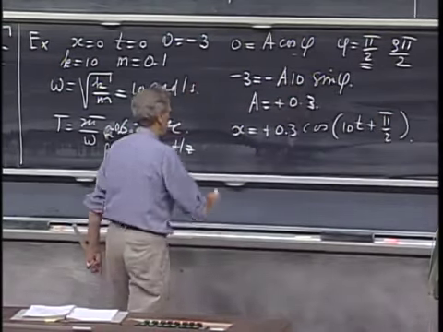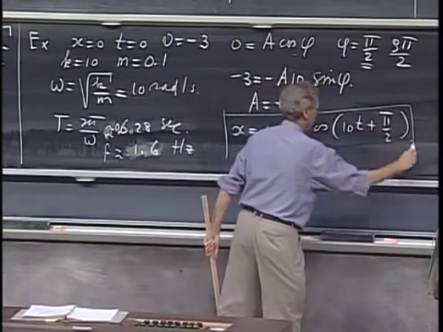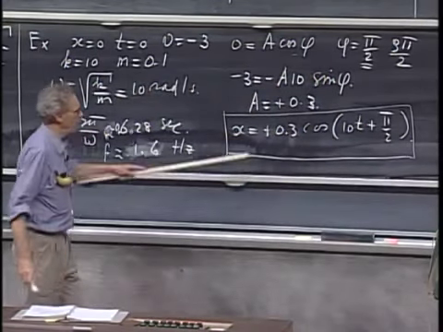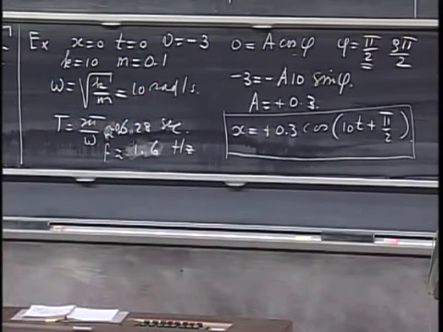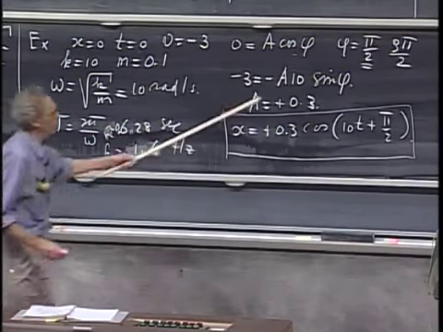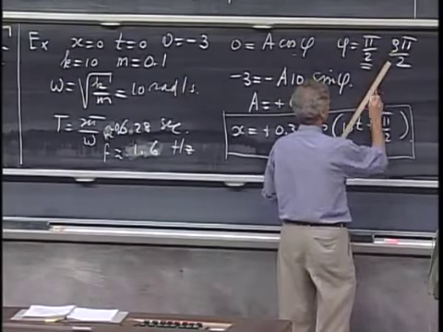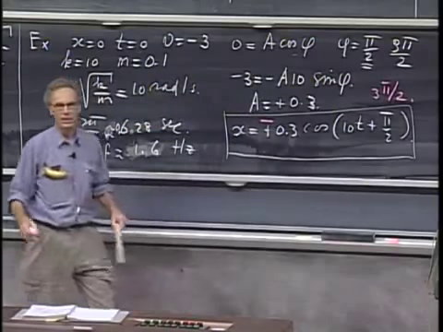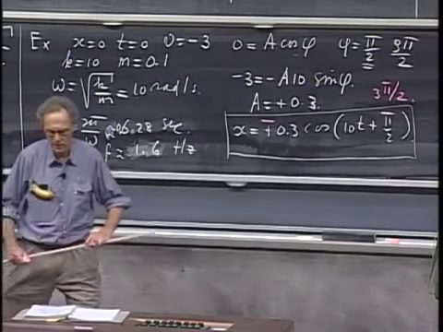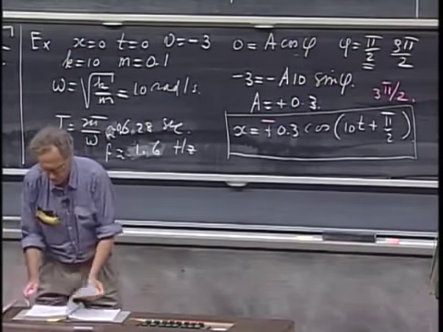So you see that the initial conditions, what the conditions are at t equals 0, they determine my A, and they determine my phase angle. If you had chosen 3π over 2 as the phase angle, that would have been fine. You would have found a minus sign here, and that's exactly the same. So you would have found nothing different.